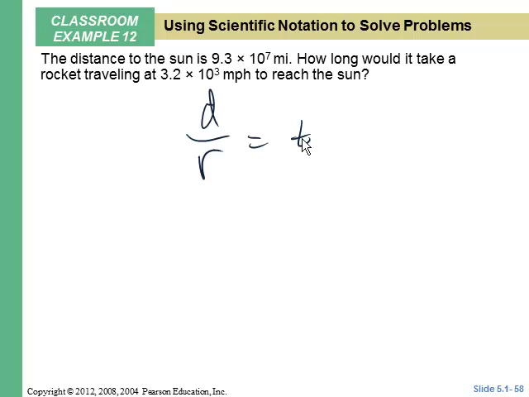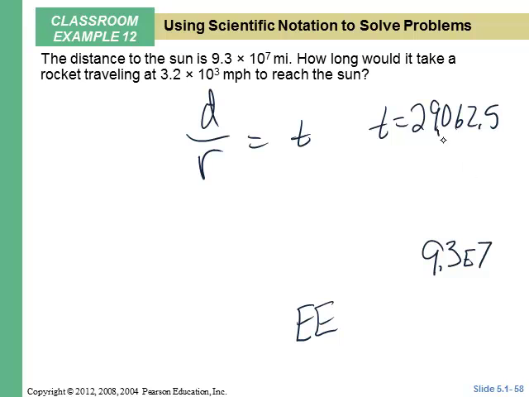So we would take 9.3, and then on my calculator there's an EE key, 7. So my calculator just says 9.3 E7 divided by 3.2 E3, and I get time is 29062.5, which would be 29,000 hours. If you take 29,000 hours divided by 24, you get how many days it is, which is 1,210 days. Divided by 365, you would get 3.3 years. That's a long time.